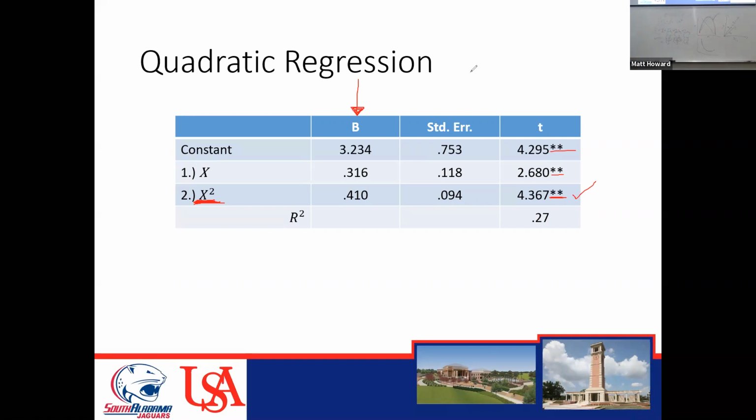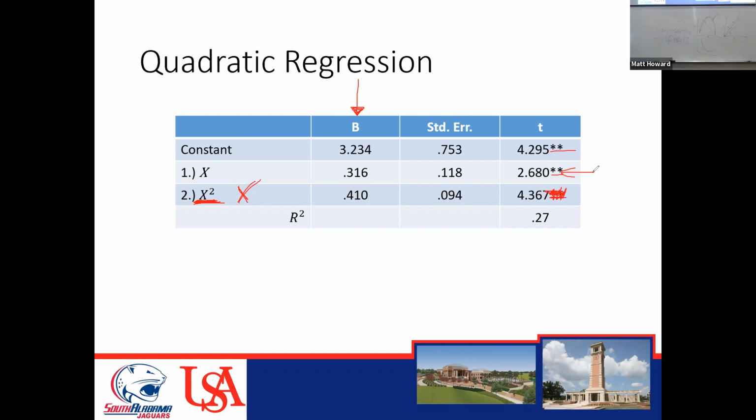Okay. But let's say we run this, and let's say these asterisks are not there, and there's no asterisks whatsoever for our x squared row. That means our quadratic effect is not significant. So since this is not significant, we then would go ahead and interpret our linear effect. We would say, oh, look at that, our x was significant. So even though our quadratic effect was not significant, there was a significant linear effect.